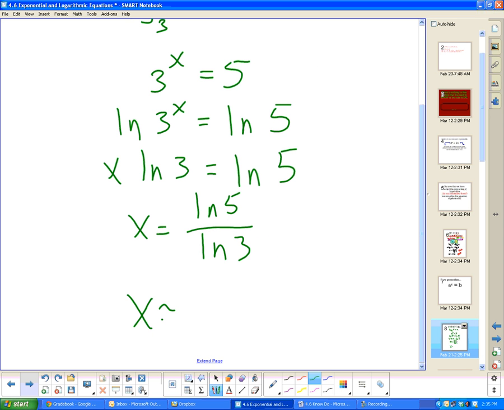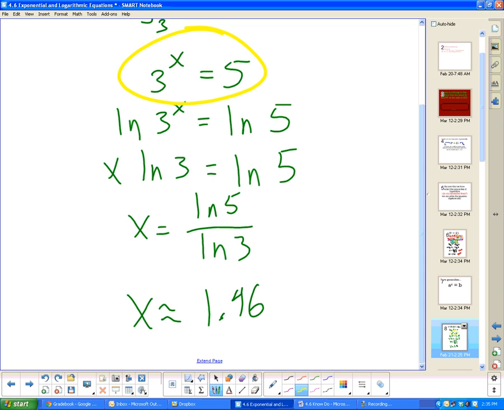Now I have to go to my calculator and evaluate the natural logarithm of 5 divided by the natural logarithm of 3, and I get about 1.46. That should make sense. If I look at my original equation, 3 to the first is going to be 3, and 3 squared will be 9. So 3 to the x equals 5 is going to be somewhere between 1 and 2. And that is our value of x.